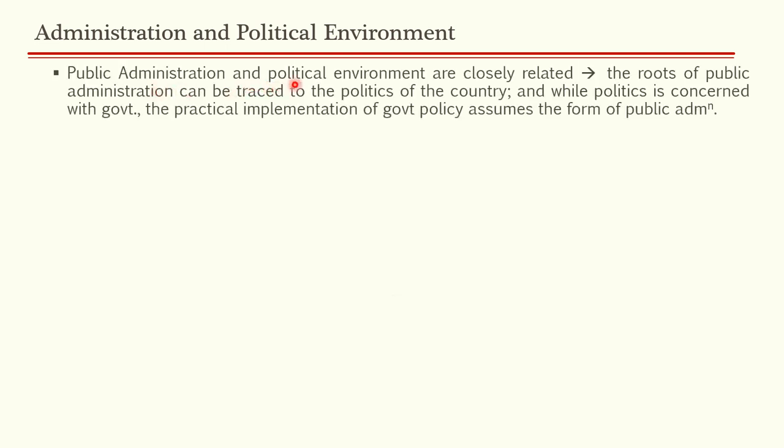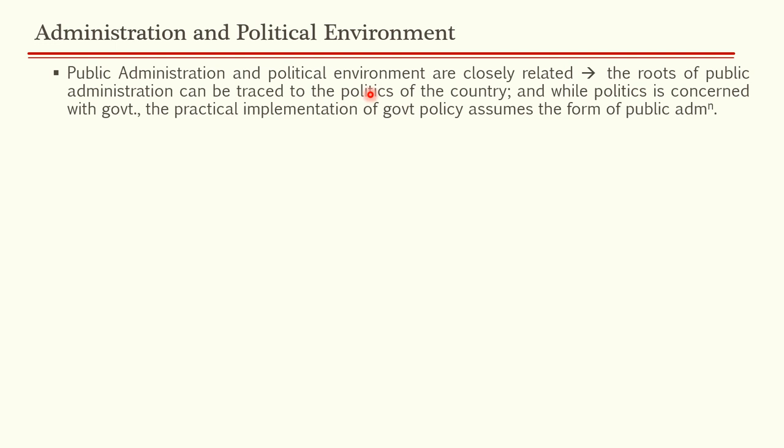So public administration and political environment are closely related. The roots of public administration can be traced to politics of the country, and while politics is concerned with government, the practical implementation of government policy assumes the form of public administration. So these two are closely related. One fact is that the roots of public administration are traced to politics of the country. Okay, this is how public administration is related to politics.